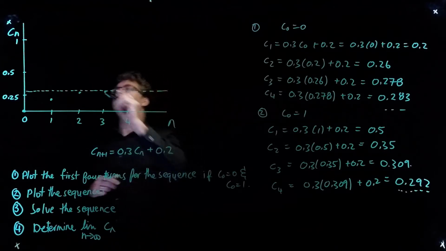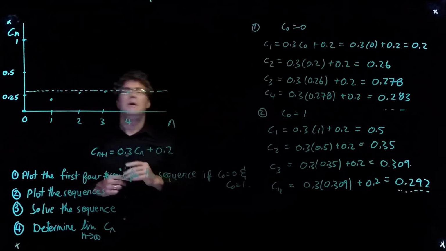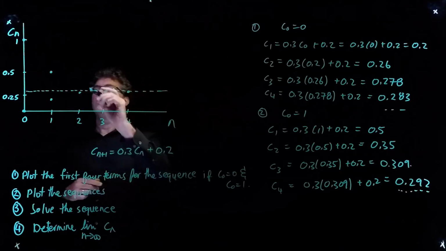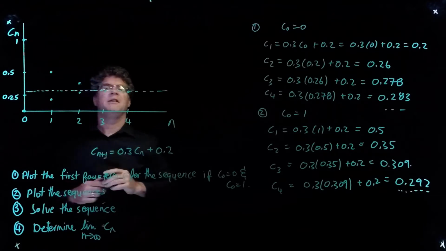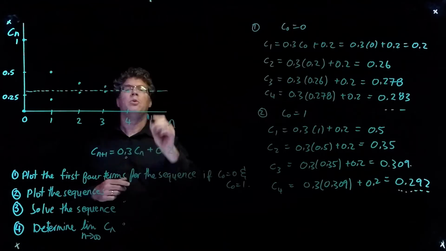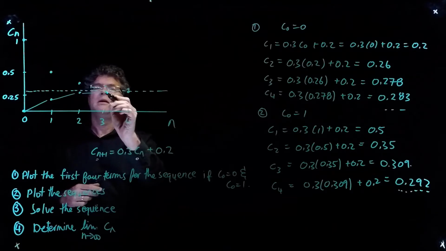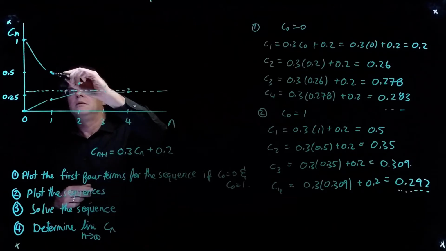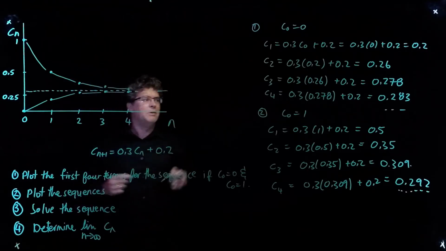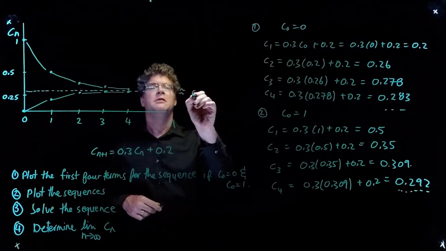If we start from above, the second sequence starts at 1, and then it goes to a half in the first day, and then 0.35 the next day, and then 0.309, and then 0.292. Okay, so you see a pattern here. Both of these sequences seem to be approaching a value which is approximately 0.28.